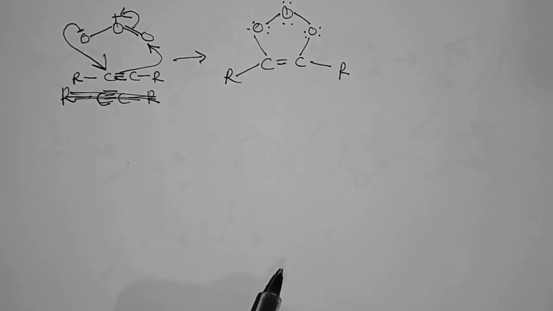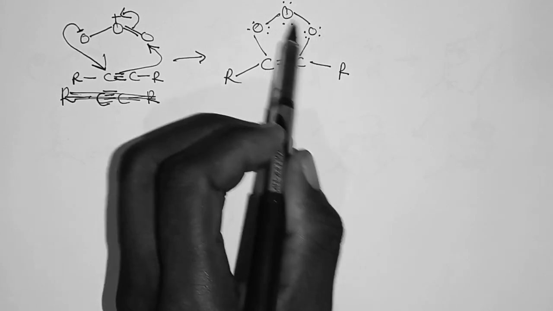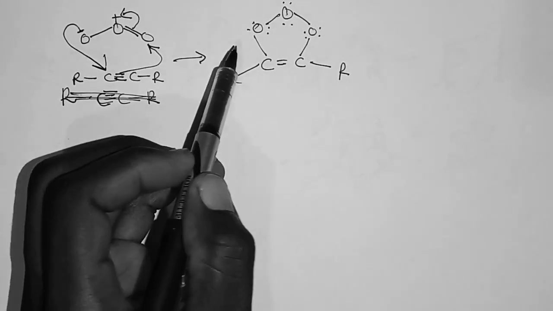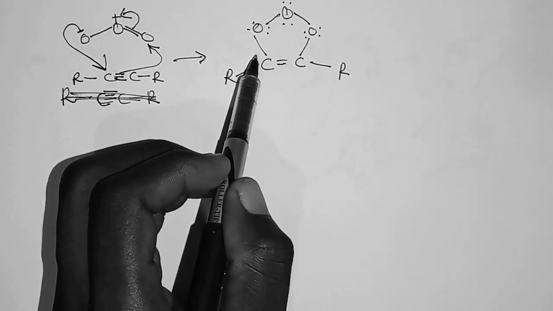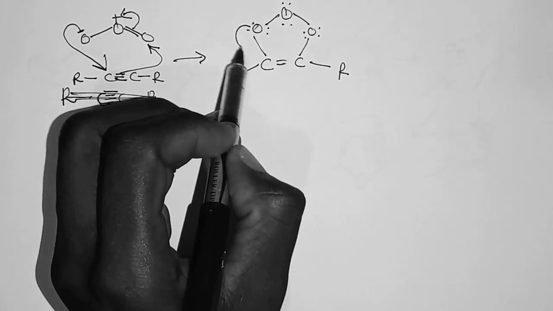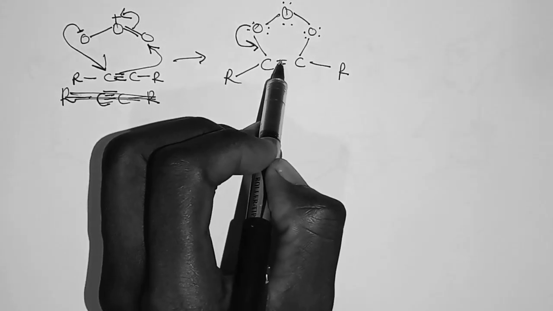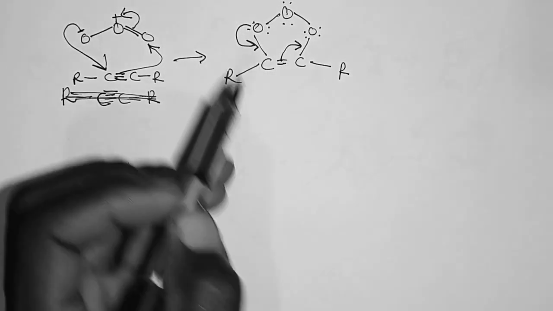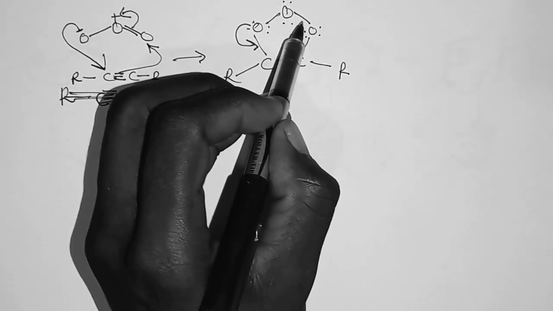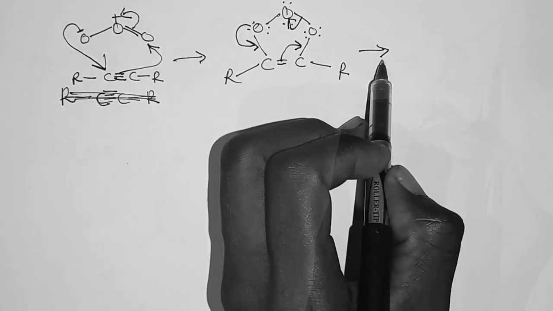But remember that oxygen-oxygen bonds are very weak and very unstable. So because of that, this oxygen will move one of its lone pairs to this carbonyl center, and that will cause this one to move one of its lone pairs to this other carbonyl center, causing this bond to cleave. So we are going to get this intermediate.